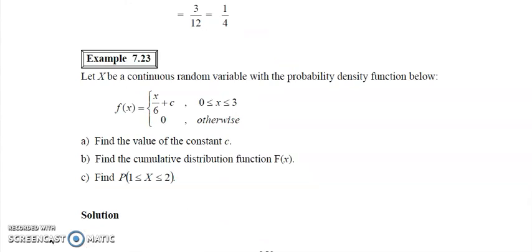7.23. I'm going to give the answer. The answer for A, which is C, will be equal to 1 over 12. Try it first. And the answer for question C will be equal to 1 over 3. As for B, I'm going to give it to you later.